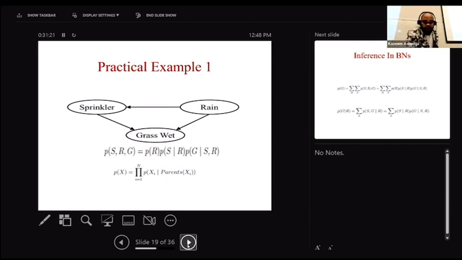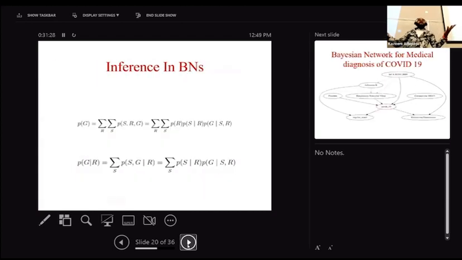Okay. Now, do you know on this I can make inference? When I say inference, I may decide to say, I want to find the probability that my grass is wet. The probability of G. If I'm interested in only grass, what am I going to do? I'm going to sum out the other variables. What are the other variables? Rain and sprinkler. That's why you see two summations. I'm actually going to sum out the ones I'm not interested in. I'm only interested in grass.